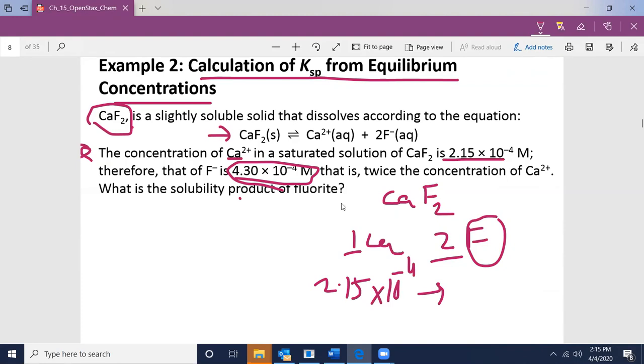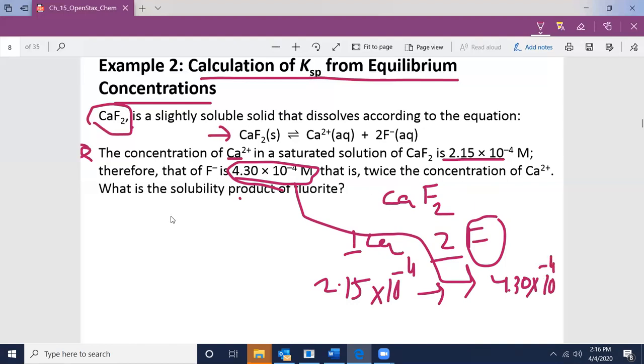4.3 times 10 to the negative 4. Is this your answer? Okay. Twice of that times 2. Yes, this is the concentration here. So now you have concentrations for both of them, 4.3 times 10 to the power minus 4. Even if it is not given, now you know how to calculate that, right?